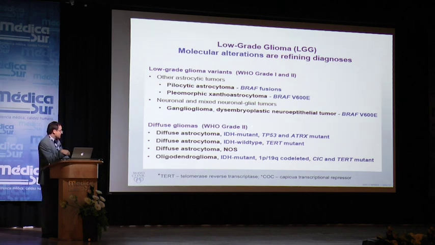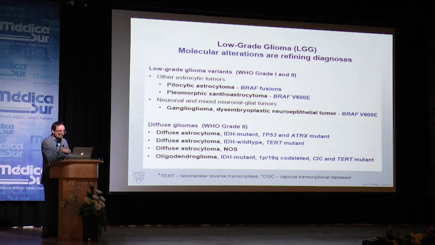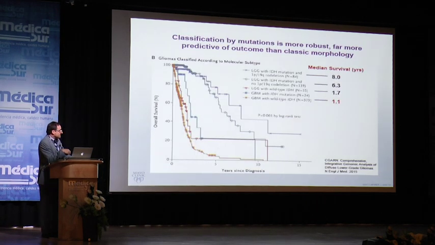Other mutations that are present in grade 2 disease include TP53, ATRX, as well as TERT. So these are things that you can look for and ask your pathologist to run additional testing on your tumor. So why am I telling you all this? I'm telling you all this because mutations are driving prognosis, and they're really important for you to know, and of course for the patient to know, and also for you to plan the treatment.